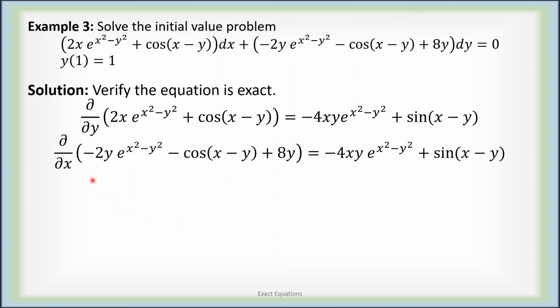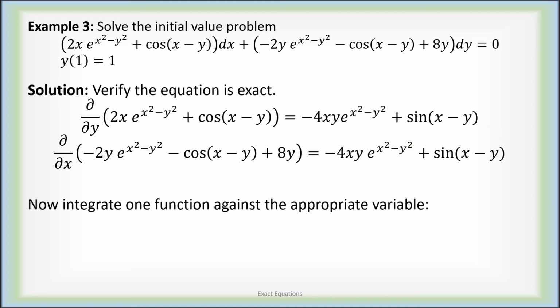So now we're treating x like a constant, so the chain rule is going to spit out a 2x, negative 4xy e to the x squared minus y squared. d by dx of this is just going to be plus sine of x minus y, and d by dx of 8y is just 0. So they do agree, it is exact, we can proceed.